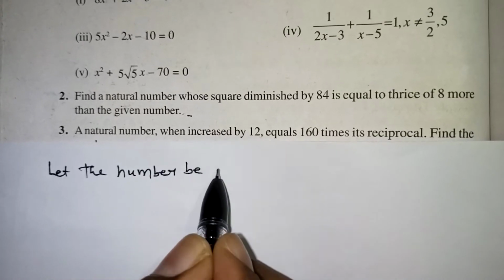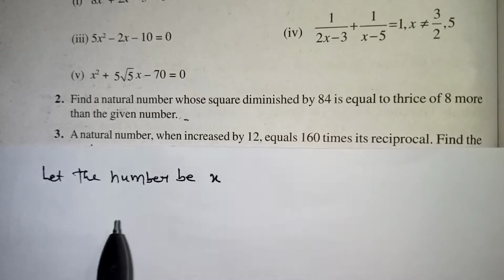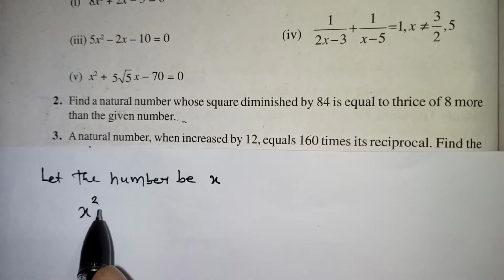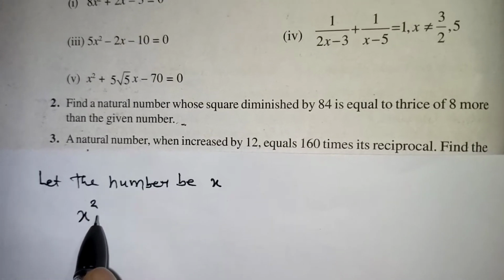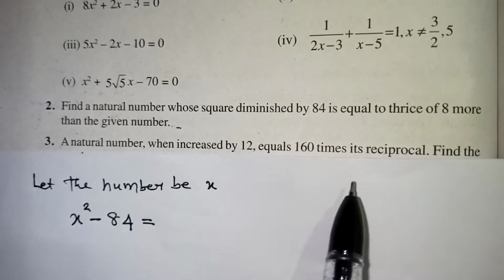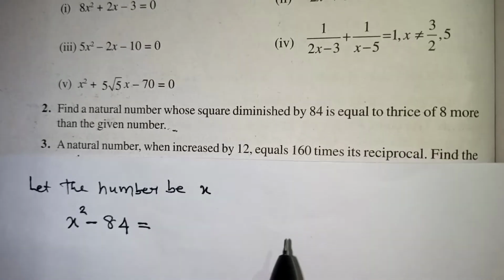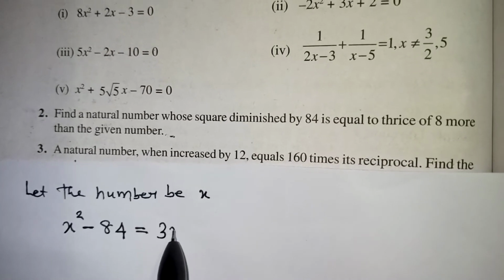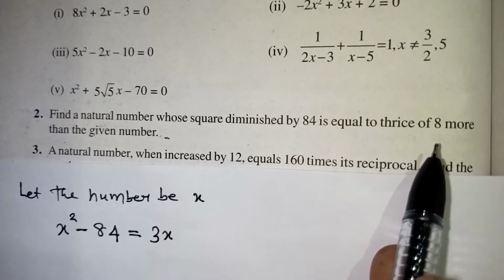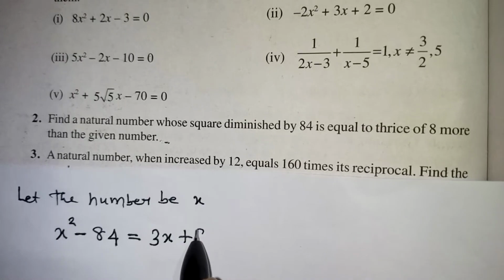First step. Next one, find the natural number whose square is diminished by 84. While you are squaring, diminished, not decreased, that is the meaning. When you are decreasing by 84, that is equal to thrice of 8 more than the given number. Thrice of means 3 times. Thrice of 8 more than. So that is plus 8 we have to take.